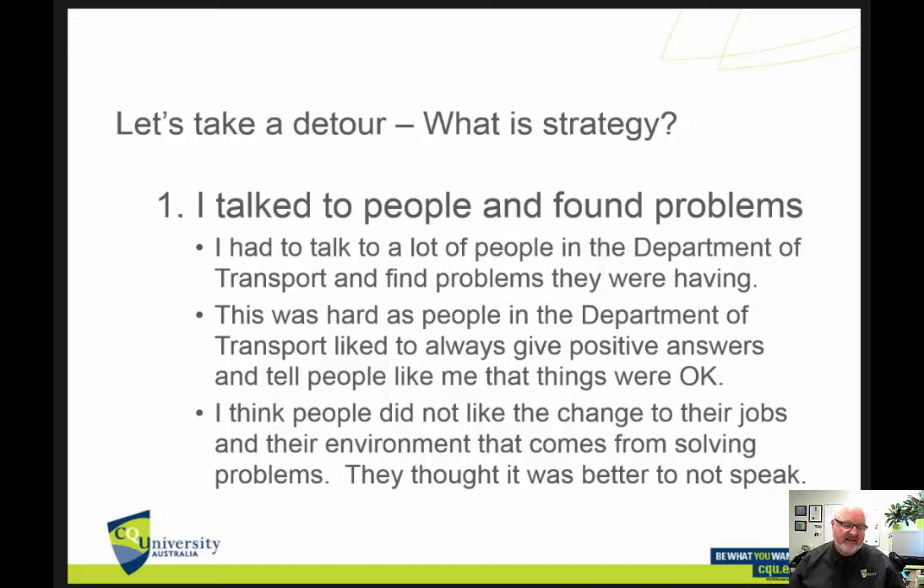And I suppose the main thing that people were concerned about is that they might become redundant or their position no longer required if they were absolutely truthful about the problems that clients were having, the problems that they were having, and they felt that change was possibly a negative thing. So a lot of people decided that it was better not to speak.